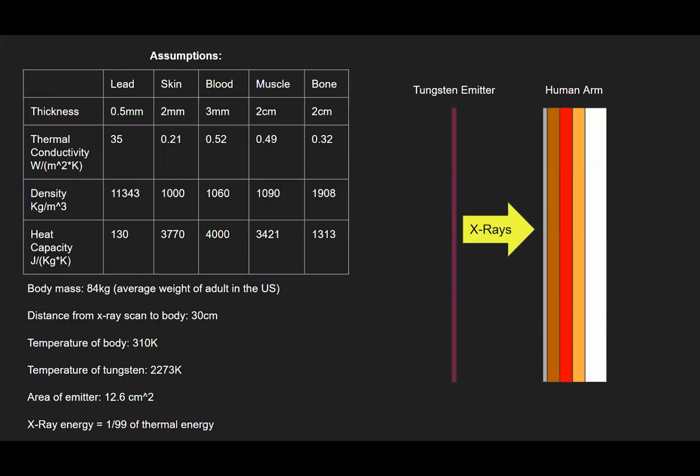Listed here are the estimates and assumptions used within our calculations and COMSOL simulation. For the simulation, we used a tungsten X-ray emitter 30 centimeters away from a human arm, with the layers from left to right of lead, skin, blood, muscle, and bone. This simulation would allow us to get a better visual representation of how the X-rays react when contacting the lead protecting plate.